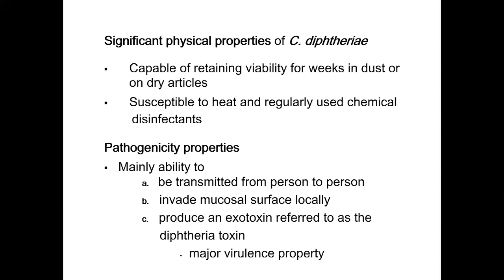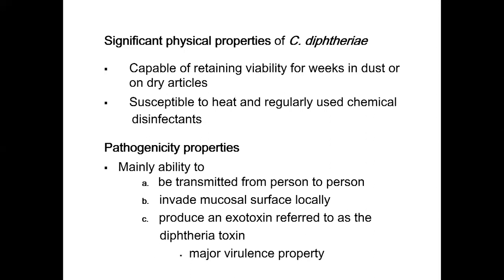Significant physical properties of Corynebacterium diphtheriae. It's an organism that is capable of retaining viability for weeks in dust or on dry surfaces. This property is important when it comes to transmission. The longer an organism stays somewhere outside the body, the higher the chances of a susceptible host getting into contact with it, and the higher the chances of it being transmitted to another person. And then, like other bacteria, it is susceptible to heat and regularly used chemical disinfectants.